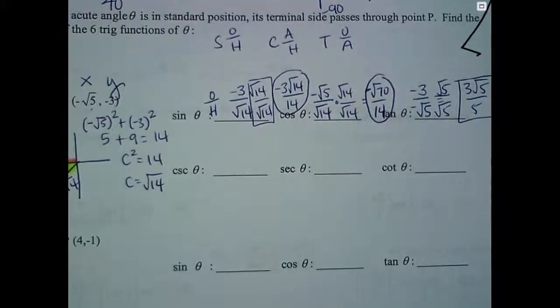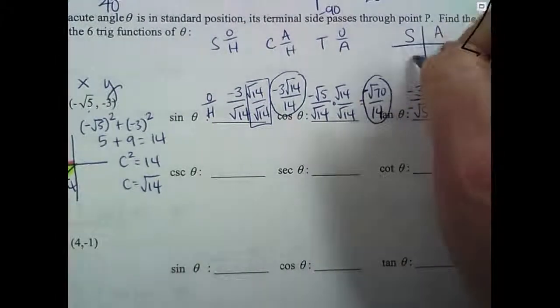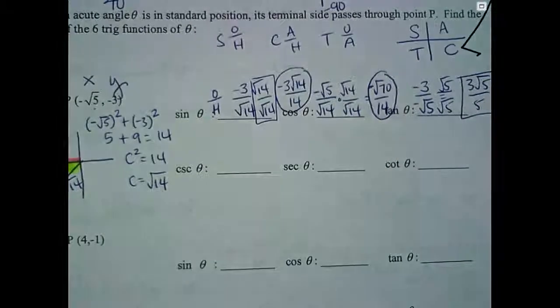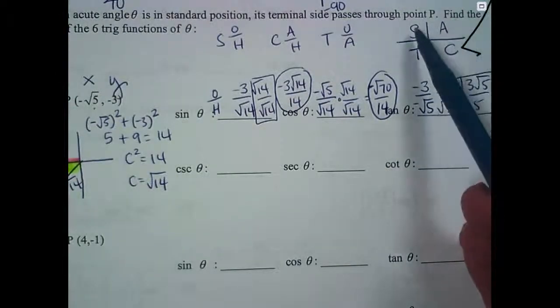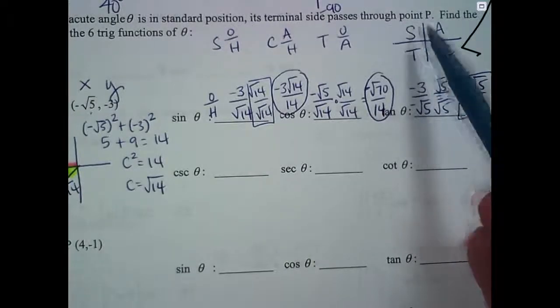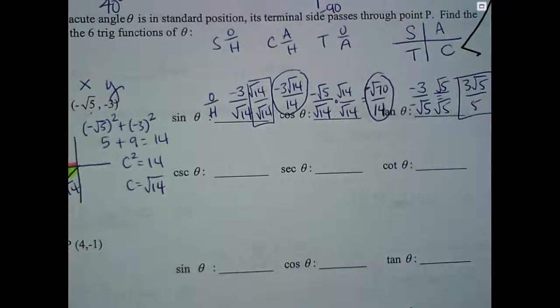And if you're not sure, remember that little trick we use to help to know what's positive? All students take calculus, right? So everything is positive in this quadrant. Sine is positive in this quadrant. Tangent here, and cosine here. Does that make sense?